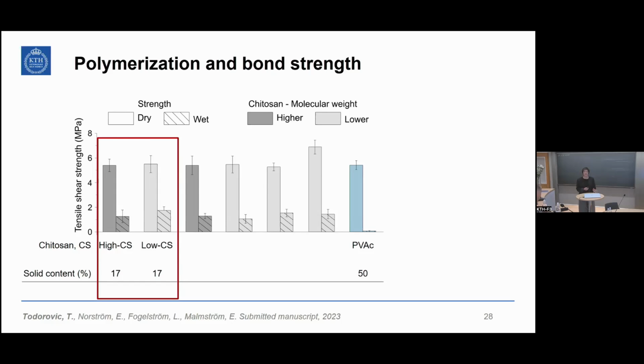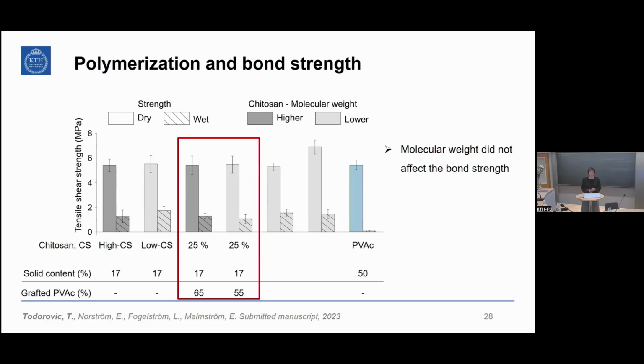two graphs, it is a reference adhesive of Chitosan, and we can see that molecular weight did not affect the strength, and these strengths were mainly dependent on the strength of the wood substrate. Then, when we used this Chitosan in the polymerization of polyvinyl acetate, first we replaced 25% of vinyl acetate with Chitosan, and again we did not see that molecular weight had a high effect on the strength.